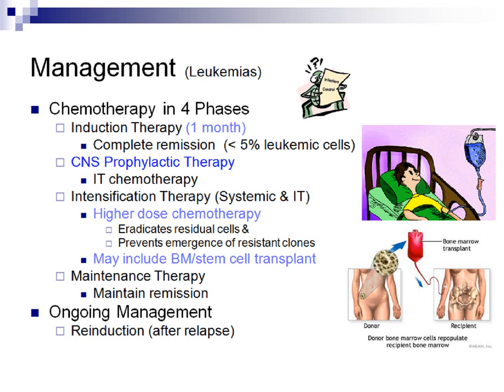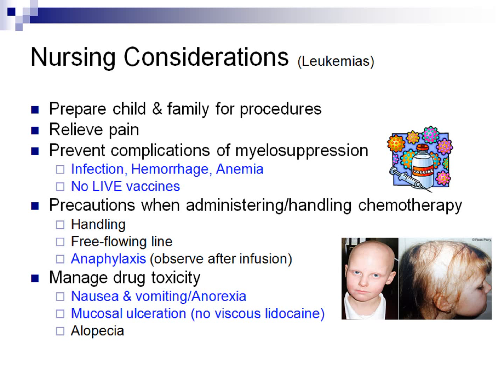Obviously, if there are ongoing problems, a recurrence of cancer, you have to reinduct with chemotherapy after any sort of relapse. So when we think about chemotherapy and leukemia, we obviously have a lot of education to do. We have the child and the family that we need to educate and prepare. These children will have painful procedures. They're going to have a spinal tap for diagnosis. They may need bone marrow aspiration to confirm their diagnosis.